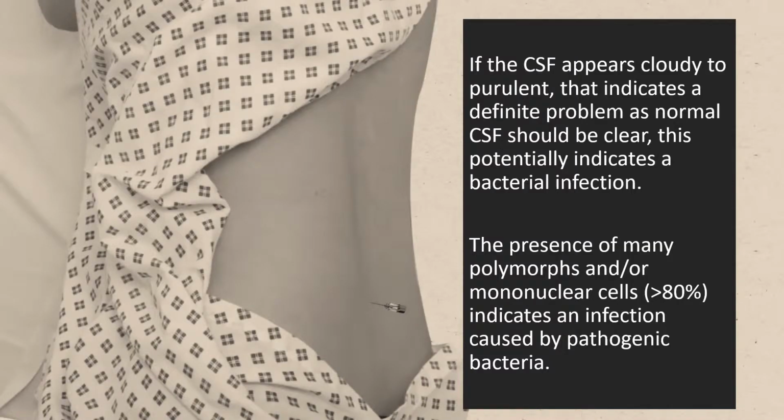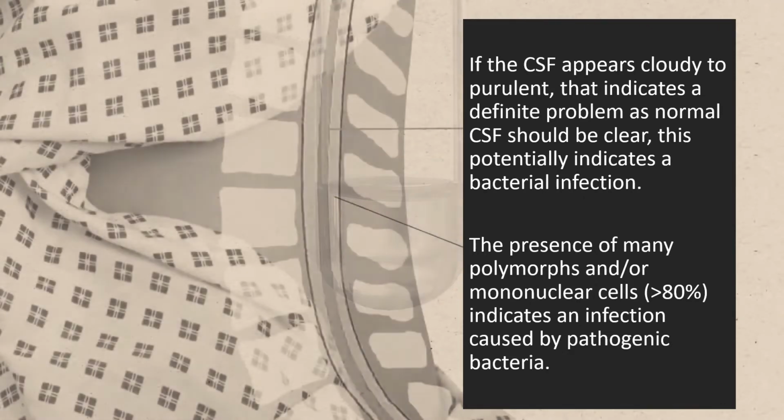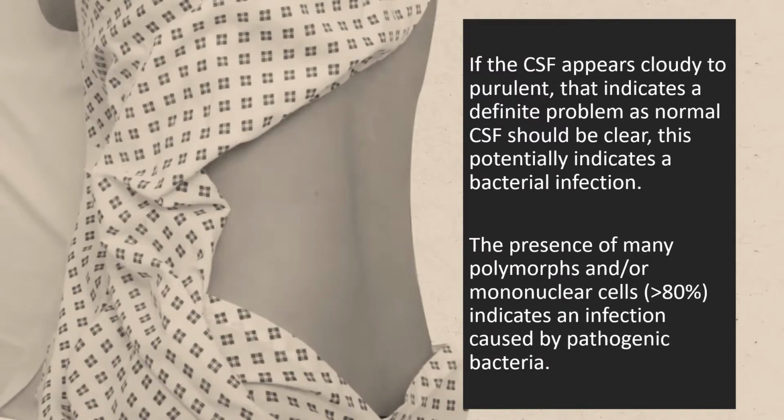Methods and results. To diagnose a CNS infection, samples of the cerebrospinal fluid are taken from the lower back via a lumbar puncture. If the CSF appears cloudy to purulent, that indicates a definite problem, as normal CSF should be clear. This potentially indicates a bacterial infection, and a differential slide of CSF is observed. The presence of many polymorphs and/or mononuclear cells, generally greater than 80%, indicates an infection caused by pathogenic bacteria.